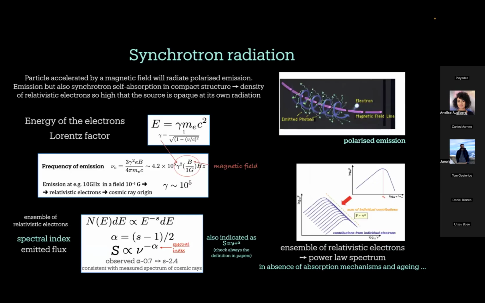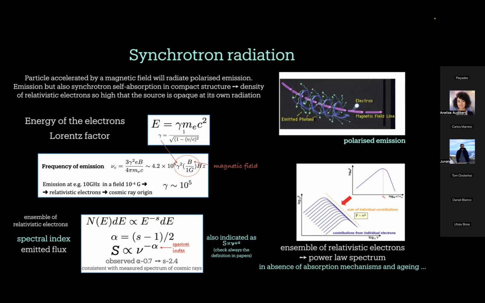And then the most important, I would say, is the synchrotron radiation, so relativistic electrons accelerated along the magnetic field. So this is what you need, the magnetic field and relativistic electrons, because the frequency of the emission depends on gamma, the Lorentz factor, and the magnetic field. So in order to get radiation at a few gigahertz, 10 gigahertz, whatever you need, gamma of 10 to the something, so relativistic.